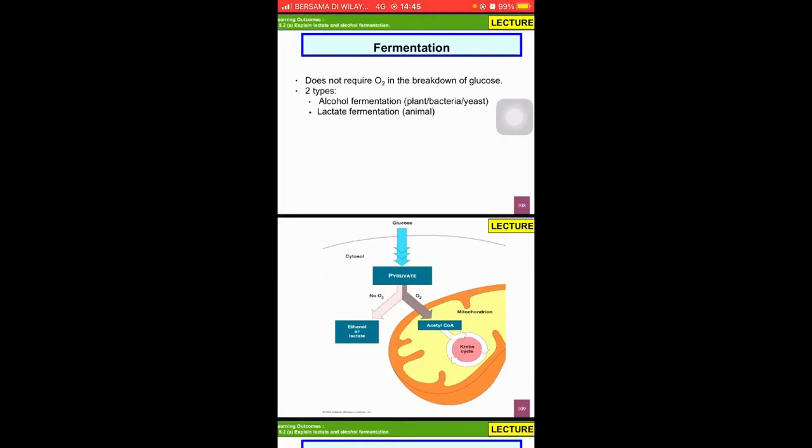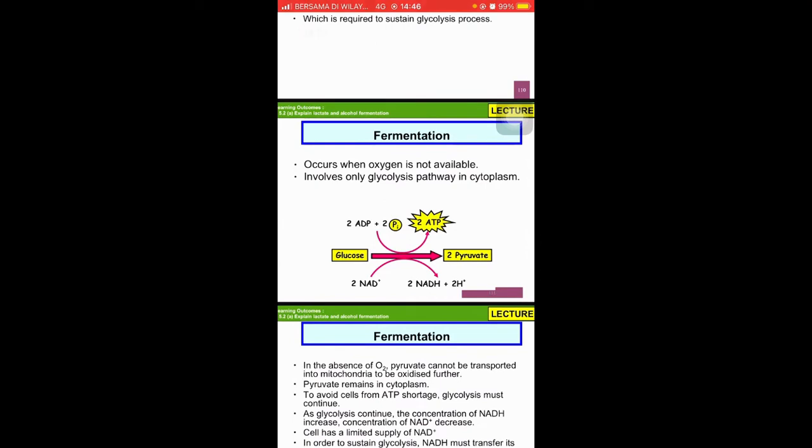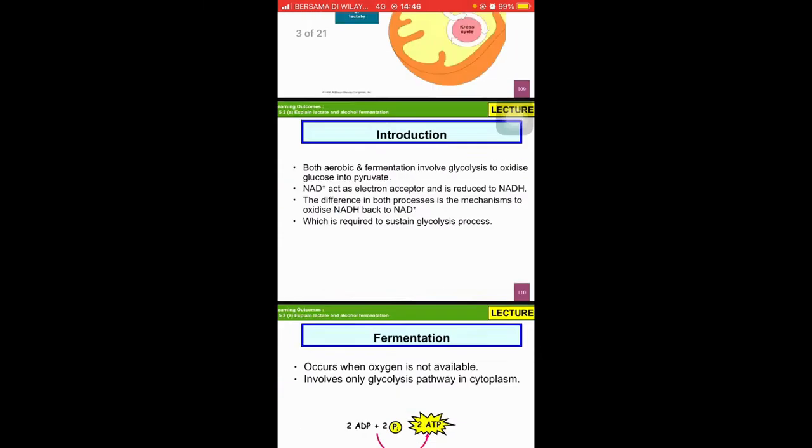So, before we go through process fermentation, kita akan melalui proses glycolysis dahulu. So, proses glycolysis ni apa? Macam yang korang dah tahu, proses glycolysis ni ialah proses di mana glukos dipecahkan menjadi 2 pyruvate. Selain daripada tu, dia akan menghasilkan 2 NADH dan 2 ATP. Okay. Proses glycolysis ni dia berlaku dekat cytoplasm.